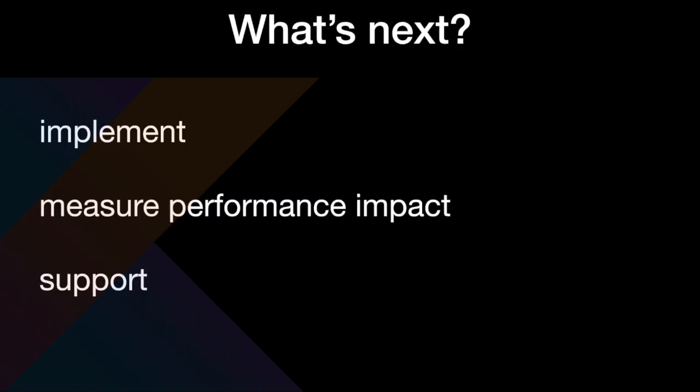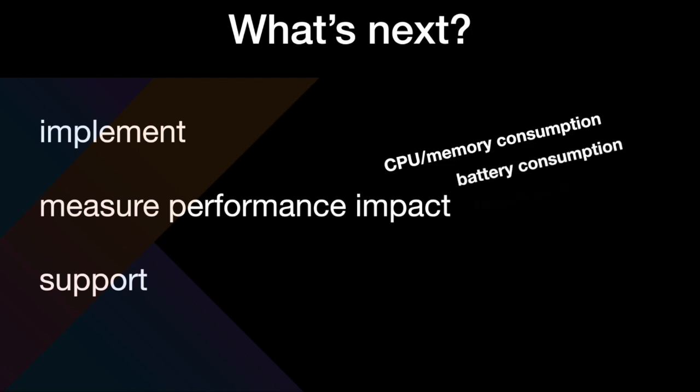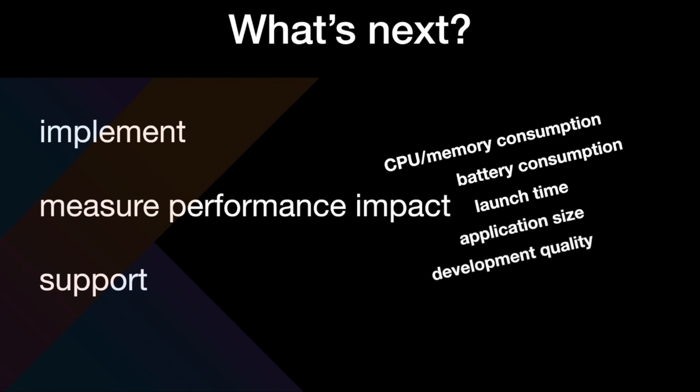Currently, there are no articles regarding Kotlin Native which would compare its performance to native applications, so I would like to be the first one to do this. I would like to measure CPU and memory consumption, battery consumption, launch time. I would like to compare application size and development quality, the amount of bugs, the amount of code lines, and the speed of development. Also, I would like to measure frames per second.